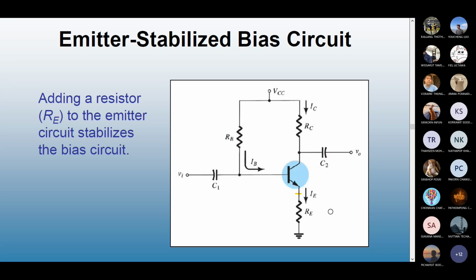But when I ask the student why the emitter bias circuit is more stable, most of them give me this answer: because there is a resistor on the emitter. That kind of answer gets 0 marks. I know the emitter bias has an emitter resistor. It's a very obvious answer. Don't give me the obvious answer. You have to explain why it is more stabilized than the fixed bias.